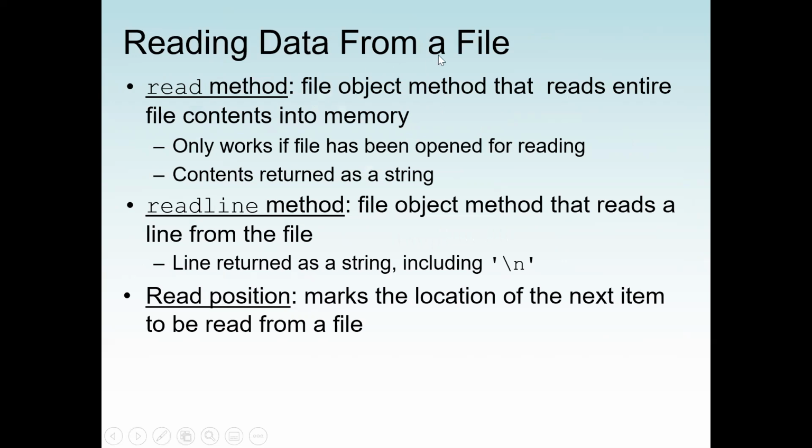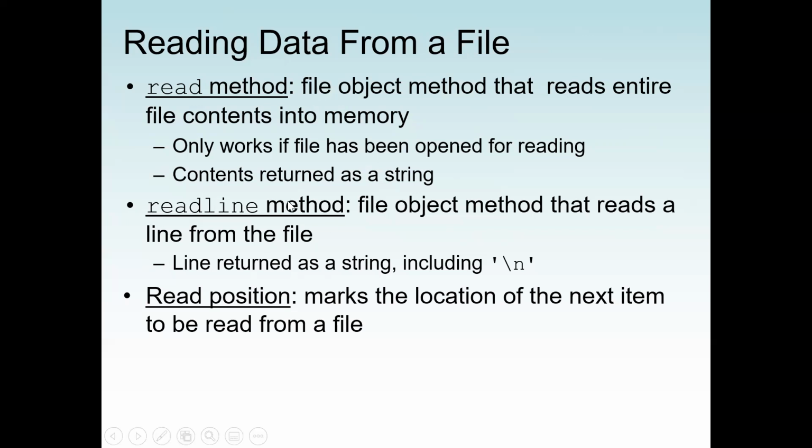Now, reading data from a file, we use the read method. It is a file object method that reads the entire file content into memory, and only works if the file has been opened for reading. As we said, if we want to do any file operation, we have to open it first, then do the operation, and when we finish, we close it. When you use the read method, the content is returned as a string, same as with the input function. If you want to use an arithmetic operation, we have to convert it to either int or float.